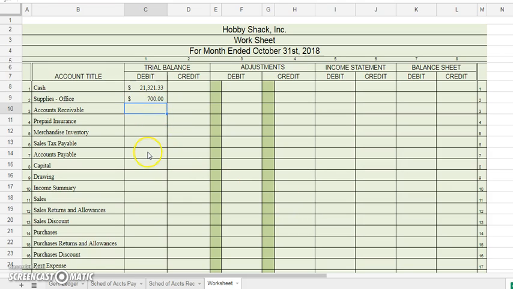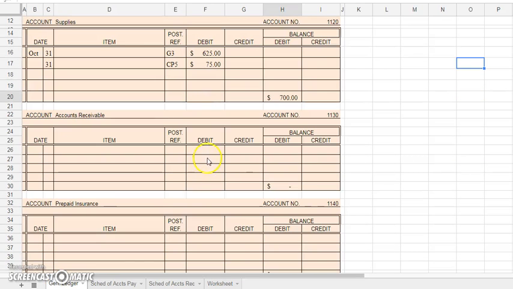All right, accounts receivable. So if you go to the general ledger and go down to accounts receivable, it is blank. That does not mean that we don't have any accounts receivable. What it does mean is that we created a subsidiary ledger for our accounts receivables.